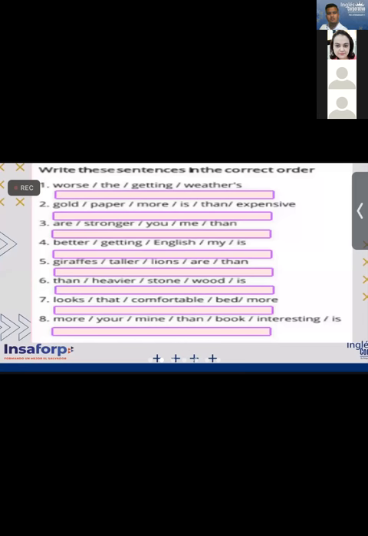Okay, and the last. Your book. My book. Your book. Your book is more interesting than mine. Yes.